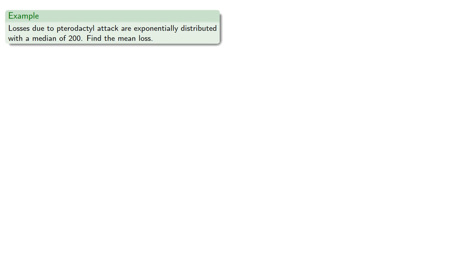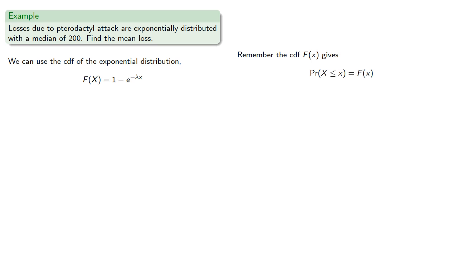Or perhaps we have the median. So let's say we know that losses due to pterodactyl attack are exponentially distributed with a median of 200. Let's find the mean loss. So we can use the CDF of the exponential distribution. And note, in this case, we don't actually know the parameter, but we do know the median. Remember, the CDF gives us the probability that we're less than or equal to the argument, and so our median satisfies that probability is 0.5.